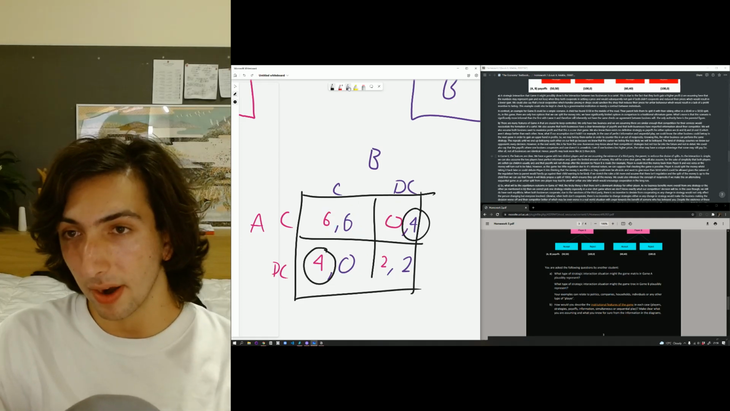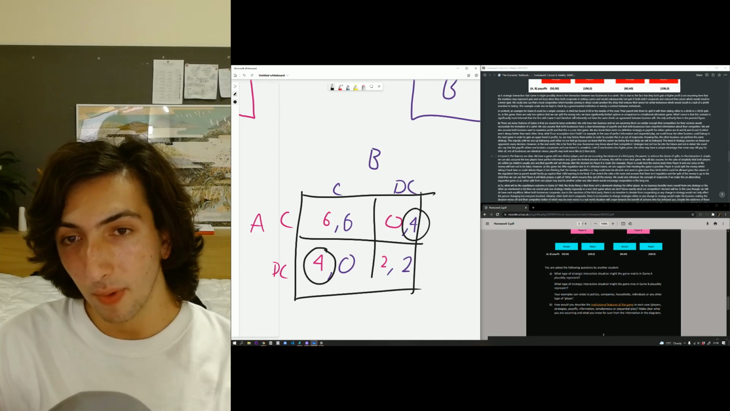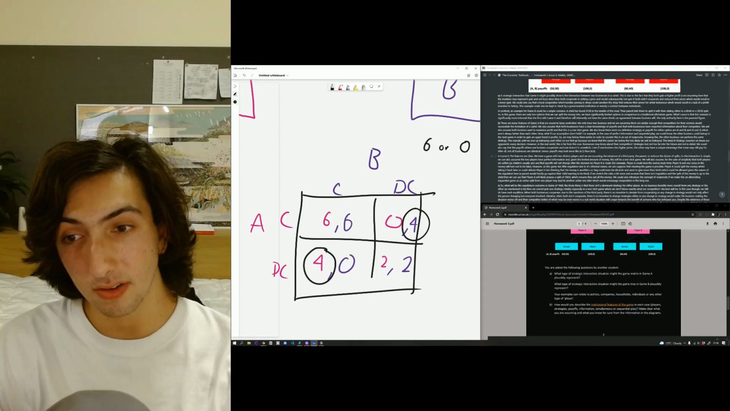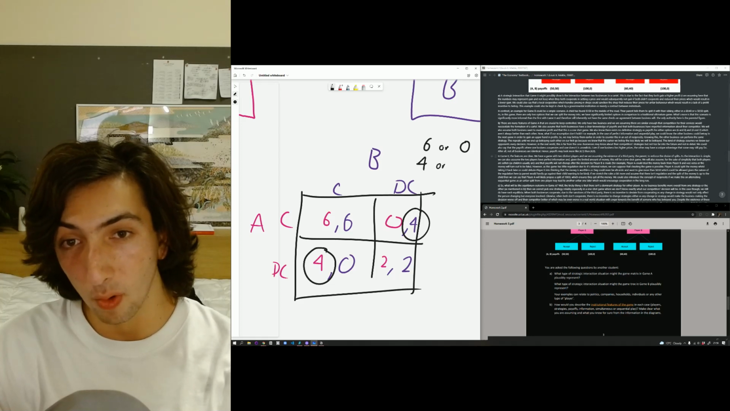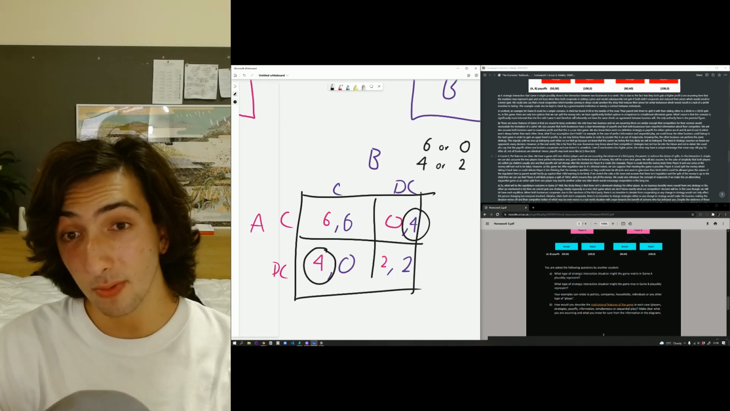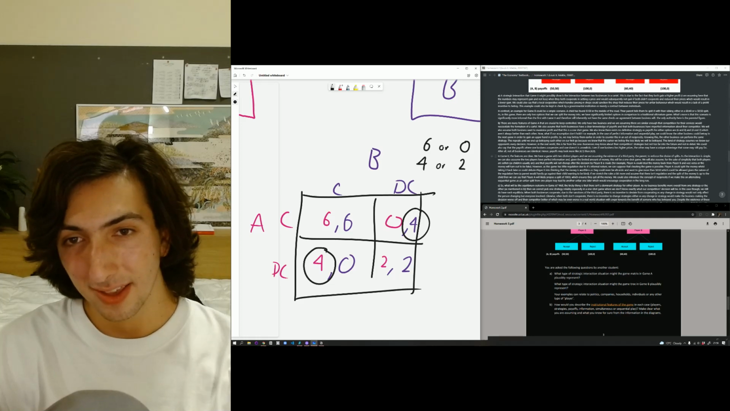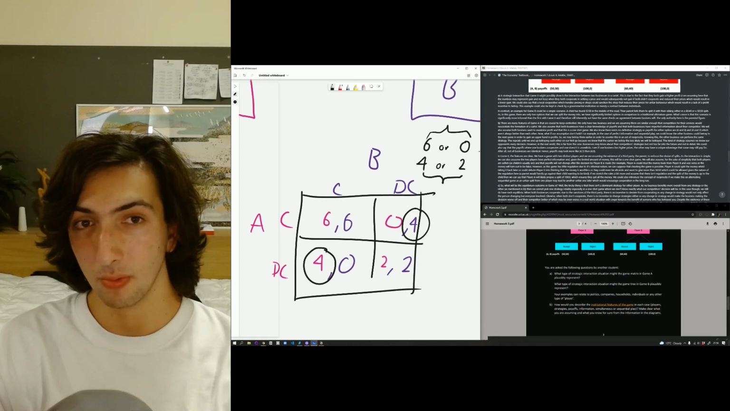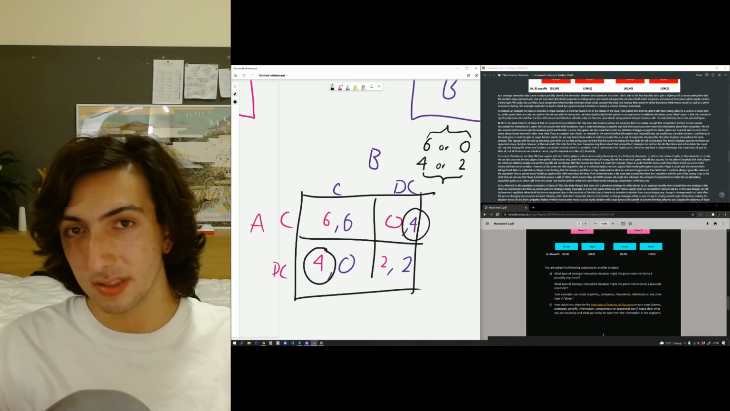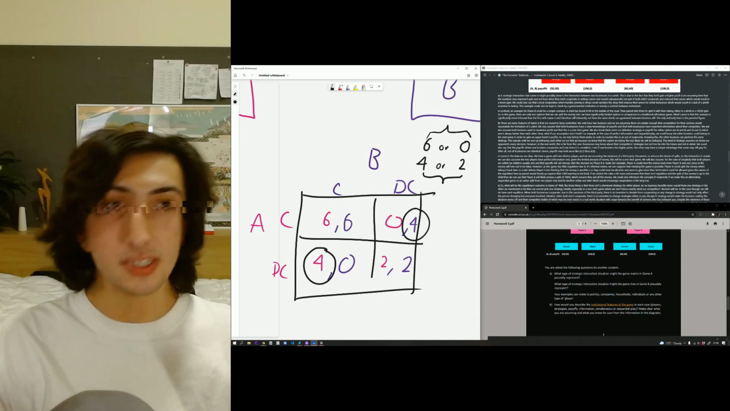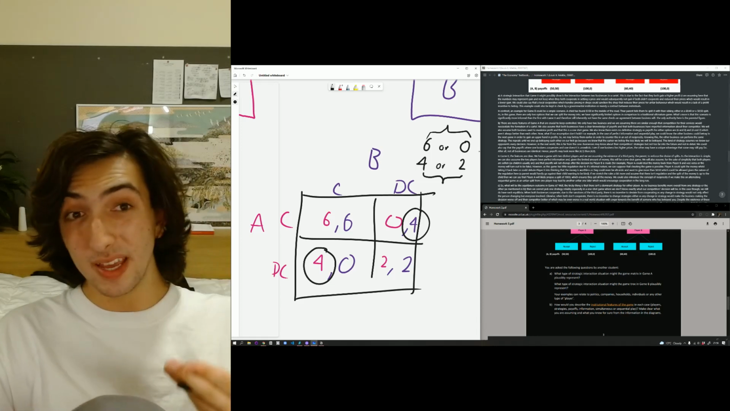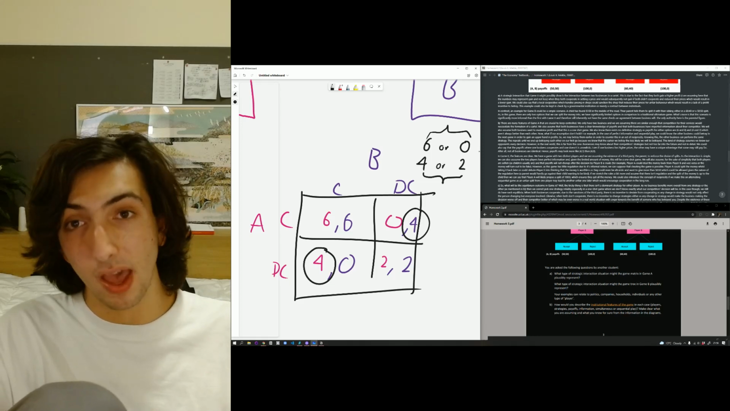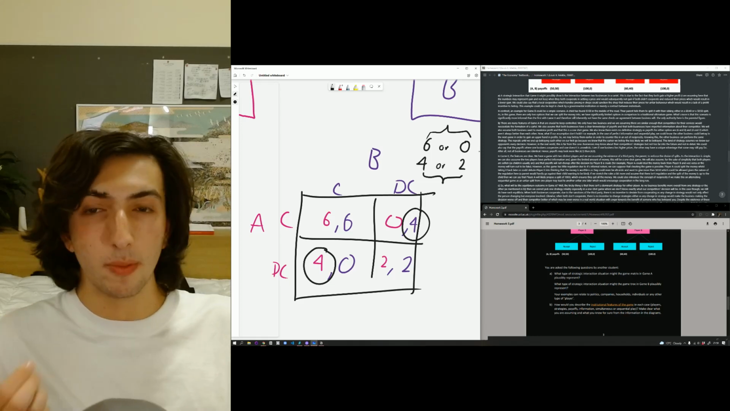When it cooperates, its possibilities are 6 or 0. When it doesn't cooperate, its possibilities are 4 or 2. These two options aren't distinctly better than each other. This carries a higher risk, higher reward, whereas this carries a lower risk and a lower reward. They are not definitively better than each other. So, we cannot say that there is a dominant strategy here, which means we cannot say for certain that both of these people are going to pick cooperation, because there's no dominant way here.